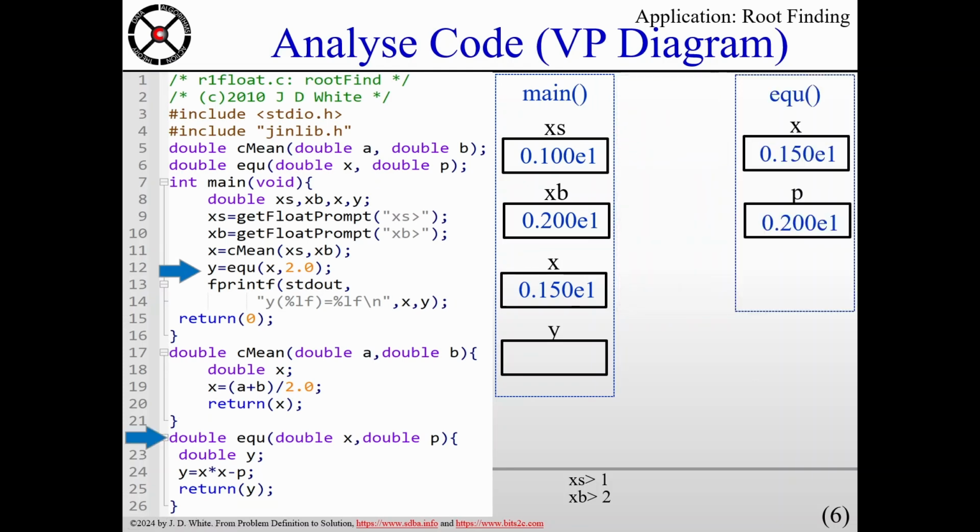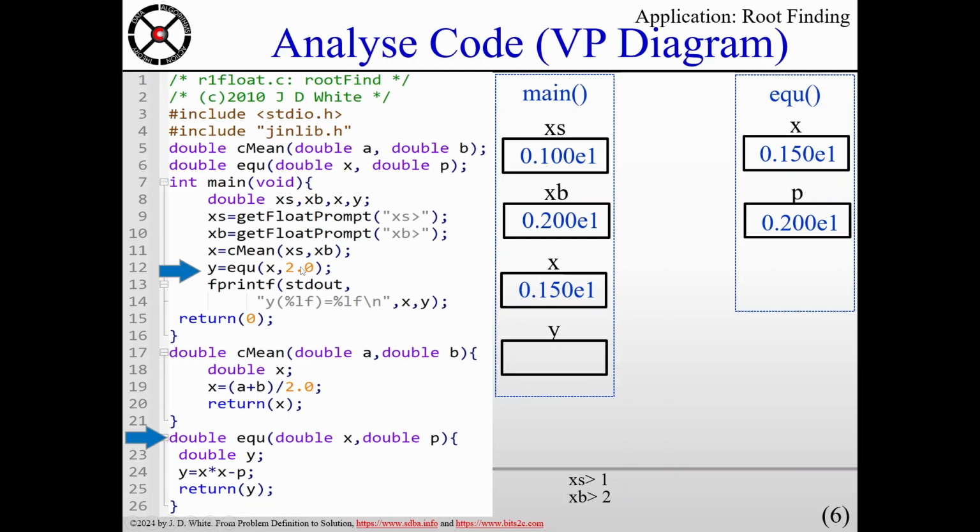We move to the next line. We call the function equation. Again, main drops down one line. It calls function equation, transfers control to function equation, and it puts the value that's in X, that it just calculated, into X.